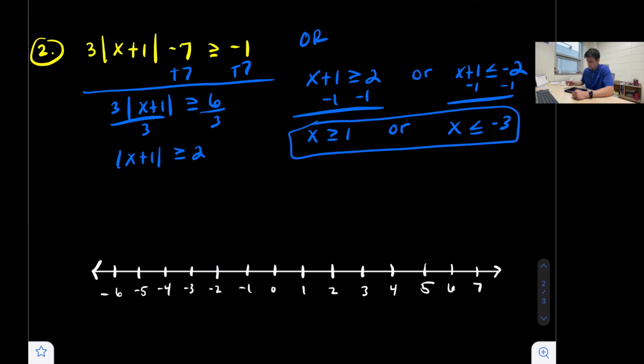And now we can graph those on our number line. So x is less than or equal to negative 3. So negative 3 with a closed circle, and we shade to the left. And greater than or equal to 1. So 1 with a closed circle, and we shade to the right. And that's how we solve absolute value inequalities.